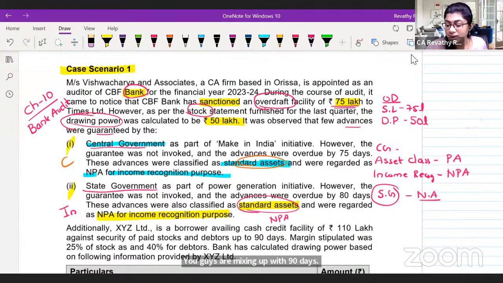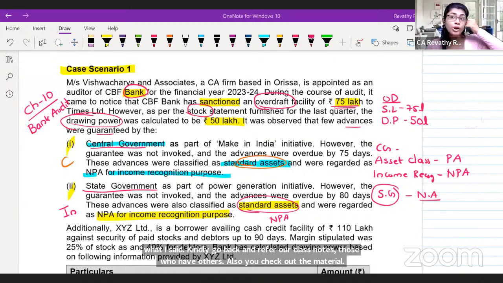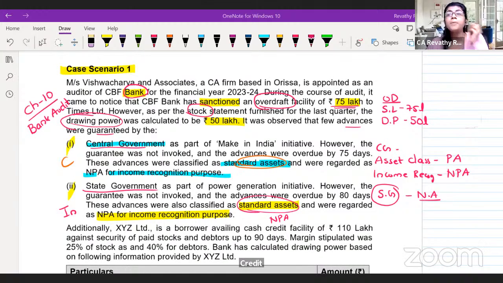That's what I said. Kindly go back and refer to our class notes, those who have. Others also, check out the material. Credit facility will be overdue not on 90 days, but on the due date as fixed by the bank. There you don't see the 90 days, but the date fixed by the bank. Did you understand that? That was the catch here. There is a sentence like that. Please check out the notes.